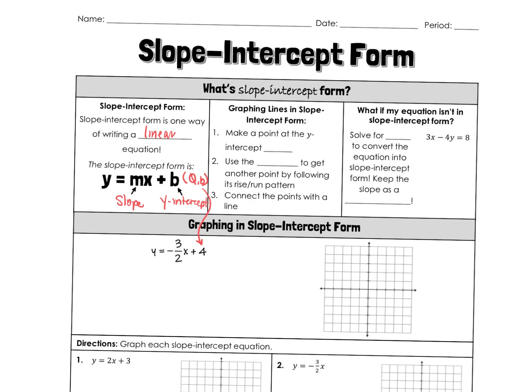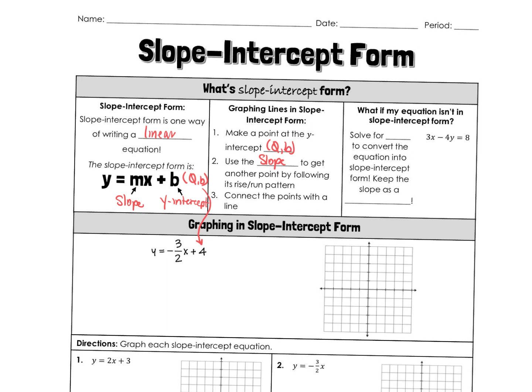All right, so to graph lines in the slope-intercept form, you make a point on the y-intercept at 0, b, and then use the slope to get another point by following the rise and run pattern, and then you connect those two points together. So let's look at this first equation.